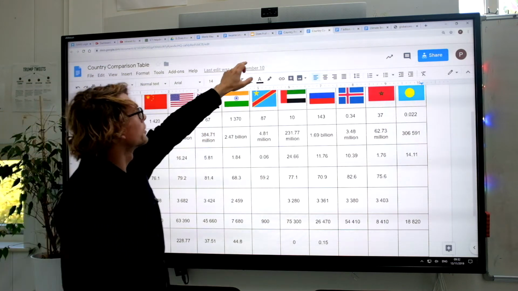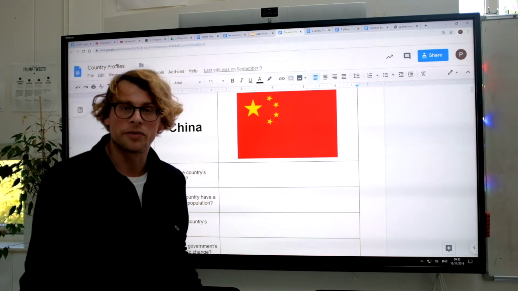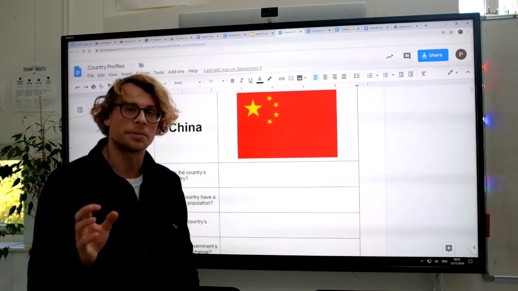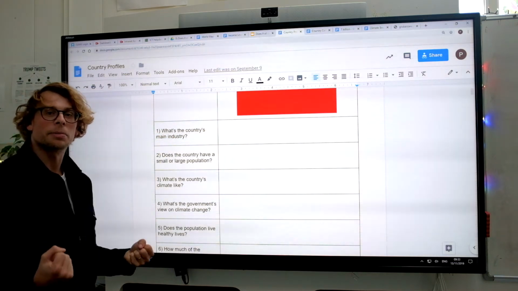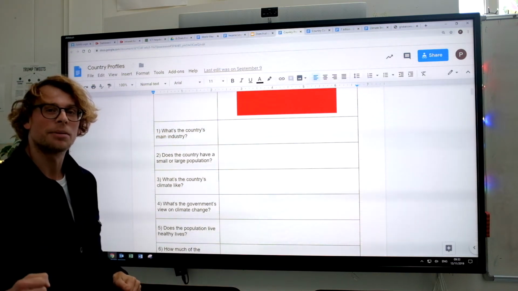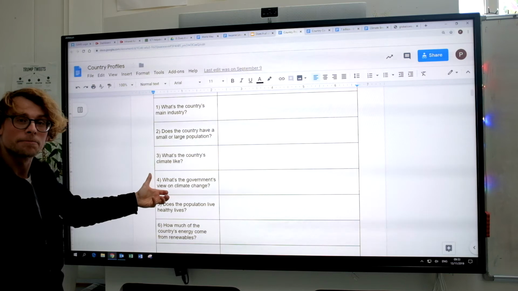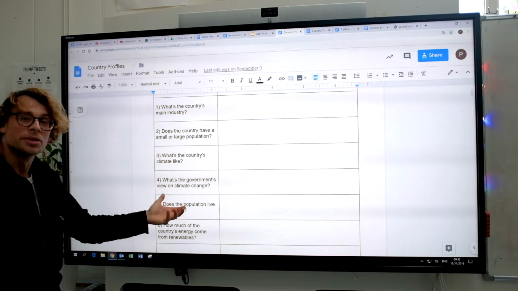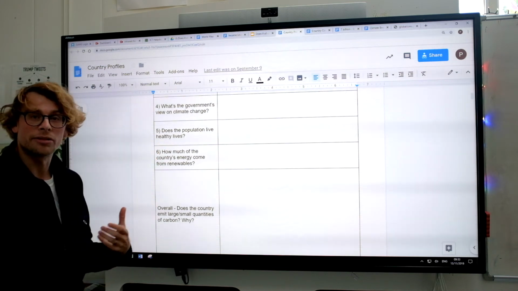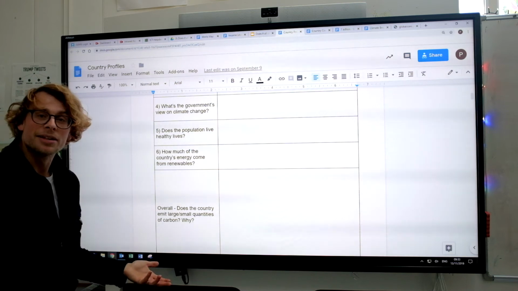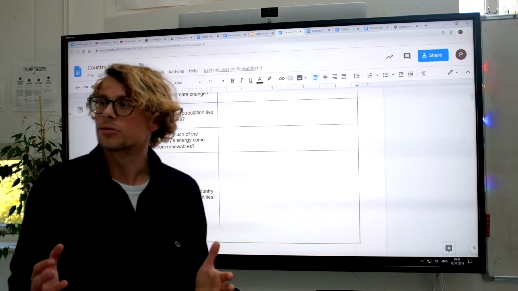So using this information, students can help fill in this table. It may be that they need to do a little bit more of their own research to help understand what that country's like. But the idea is these students want to build up a picture of why that country has the carbon footprint it does. So what's the climate like? Is it particularly hot or cold? What's the government's view in terms of climate change? Does the population live a healthy life? Do they rely heavily on cars? Where does it get its energy from? How much from renewables? And then the idea is they pull that together in an overall picture.